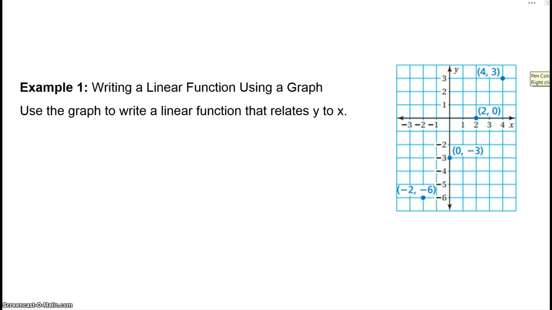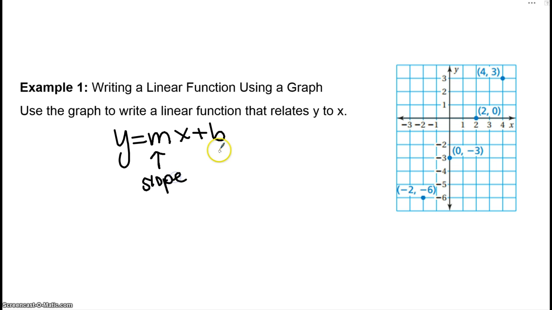Example 1 says use the graph to write a linear function that relates y to x. That's just a fancy way of saying write a function in the form of y = mx + b, where m is your slope and b is your y-intercept. The first thing you have to do is find the slope.